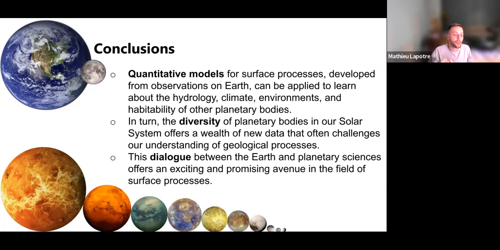But in turn, the diversity of planetary bodies in our solar system really offers a wealth of new data that often challenges our understanding of geological processes. And it's really this dialogue between the Earth and planetary sciences that, in my opinion, offers one of the most exciting and promising avenues in the field of surface processes today and in the decades to come.